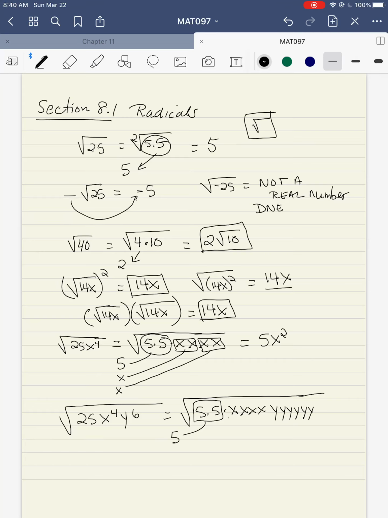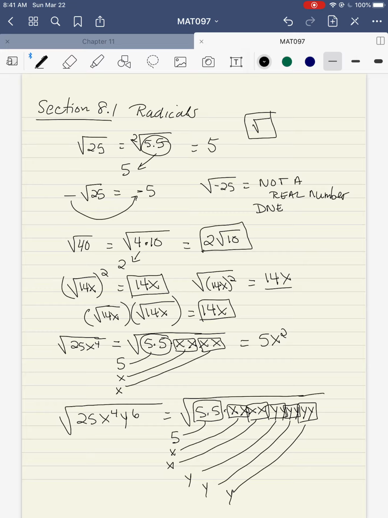So that's a group of 5, 1 comes out. A group of x's, 1x comes out. Another group of x's, another x comes out. Notice every time I group these y's, I'm taking a y out. So 3 sets of y's come out. There's nothing left inside, so this answer would be 5x squared y to the 3rd.